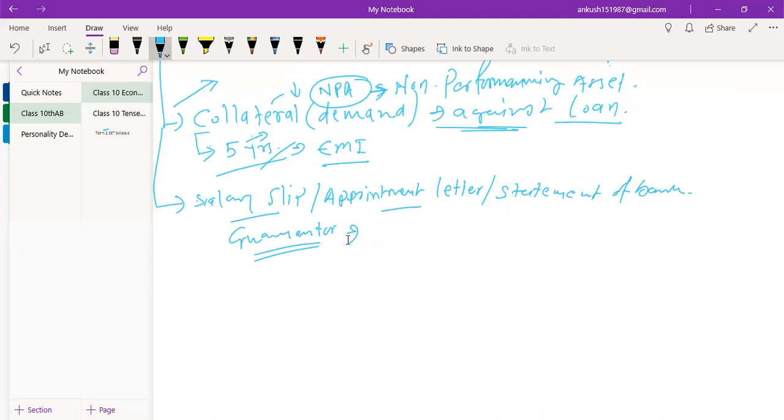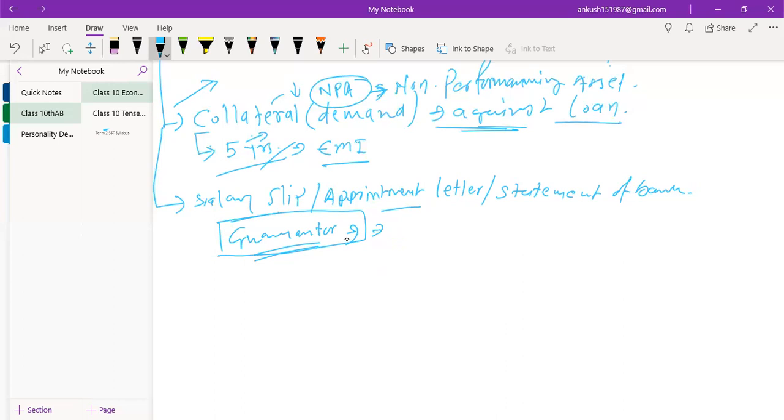What do you think? Why do banks require a guarantor against the loan in someone's name? There is a condition when the guarantor is required by the bank. What kind of condition is this?